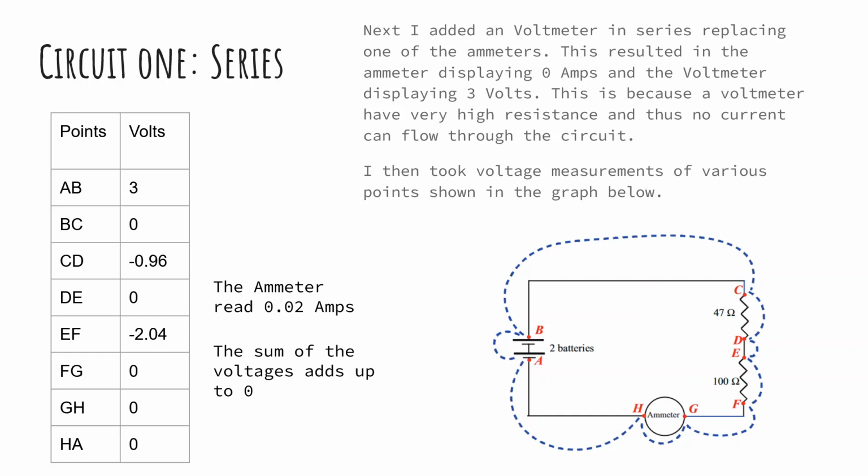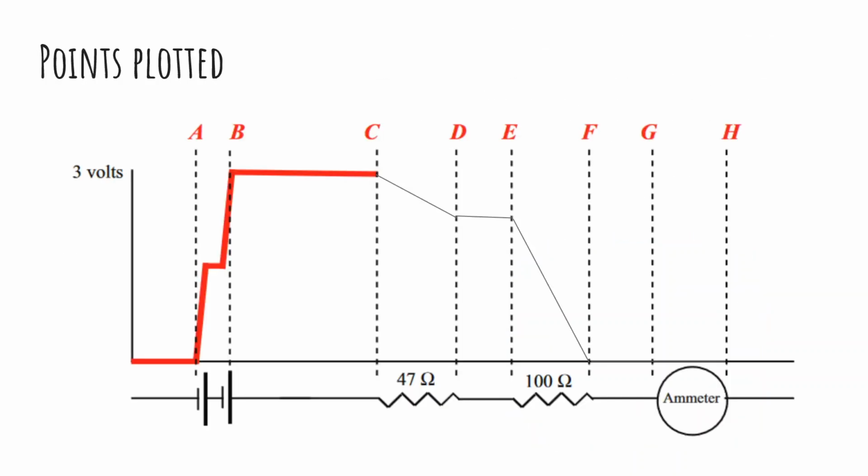It should also be noted that the ammeter did not have any voltage in it. So the ammeter in this experiment read 0.02 amps, and the sum of the voltages added up to 0. So 3 minus 0.96 minus 2.04. This is the voltage graph plotted. As you can see, it increases due to the battery and then decreases due to the resistors until it reaches 0, as it should.